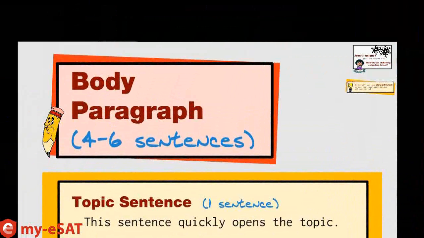The body paragraphs. Each body paragraph should be 4 to 6 sentences long and should spotlight one example and one example only. Do not fall into the temptation to describe 2 or more examples in one paragraph. This is important because we are following a standard conventional organization, remember?